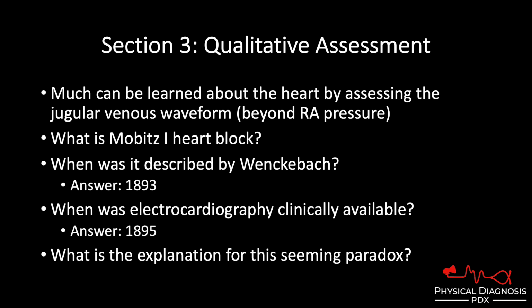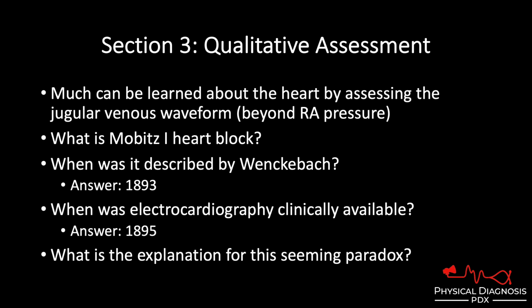Now that we have discussed the first two components of the jugular venous pulse examination, identification and quantitative assessment, we are now ready to move into the third and slightly more sophisticated component, qualitative assessment. Evaluation of the jugular venous waveform can provide a host of useful information about the heart, beyond simply measuring right atrial pressure. To illustrate this point, ask yourself how you define Mobitz 1 heart block.